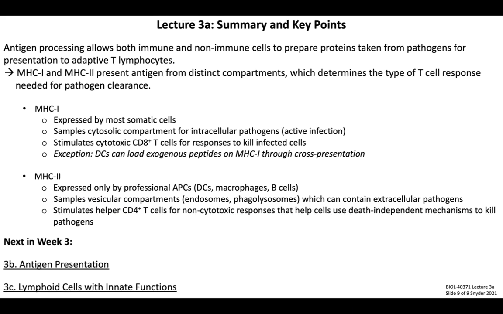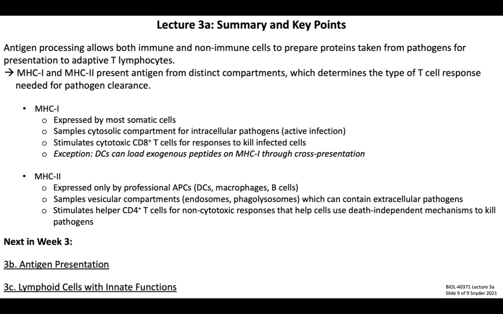To summarize, today we've learned that antigen processing within both immune and non-immune cells allows them to prepare proteins derived from pathogens in such a way that they can be presented to T cells in order to initiate antigen-specific adaptive immunity. We've also learned that peptides can be processed and presented on 2 categories of major histocompatibility complex, or MHC, which are MHC class 1 and MHC class 2.